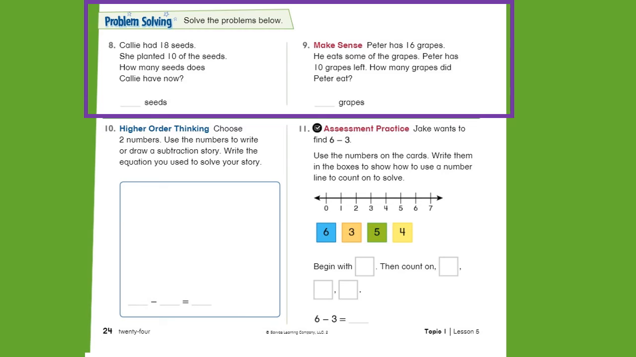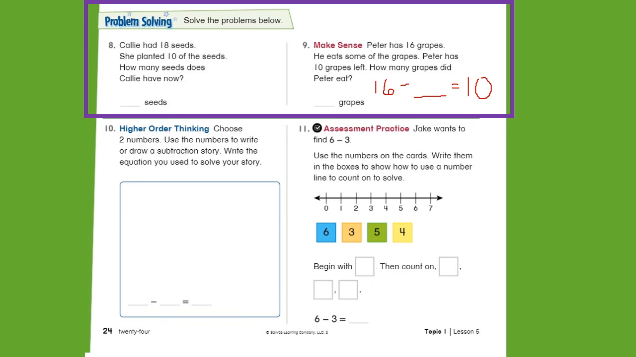Number 9 makes sense. Peter has 16 grapes. He eats some of the grapes. Peter has 10 grapes left. How many grapes did Peter eat? Oh, okay. So for this one, we know he has 16. And he ate some of them. We don't know how many. And we know he has 10 left. This is where you might use the counting on strategy on the number line, counting up. Let's see if you can figure that out.